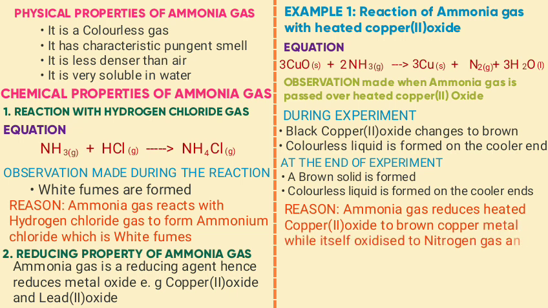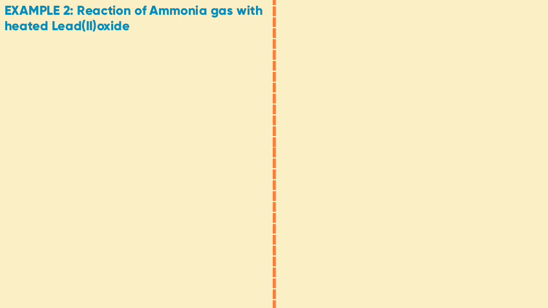Example 2. Reaction of ammonia with heated lead 2 oxide. Equation: lead 2 oxide plus ammonia gas, arrow, lead plus nitrogen plus water. Balance equation: place 3 where there is lead 2 oxide, 2 where there is ammonia, 3 where there is lead, and 3 where there is water.